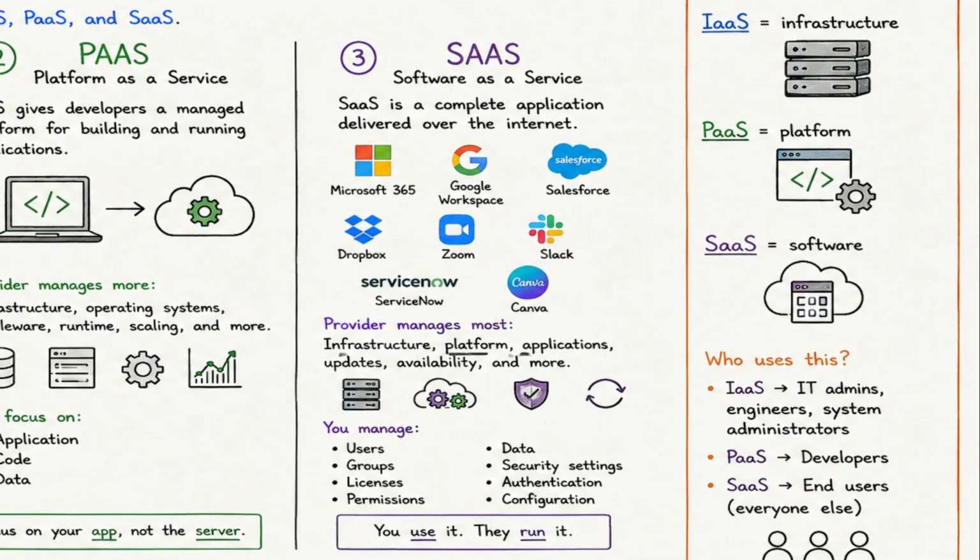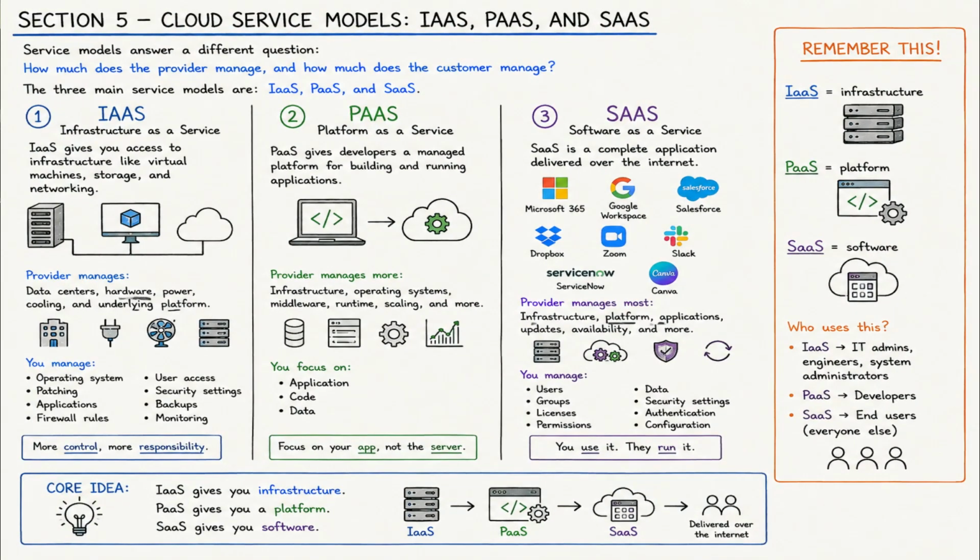SaaS stands for Software as a Service. This is the model most end users will deal with. SaaS is a complete application delivered via the internet. Examples of SaaS include Microsoft 365, Google Workspace, Salesforce, Dropbox, Zoom, Slack, ServiceNow, Canva. You get the point. With SaaS, the provider manages most of the infrastructure and the application platform.